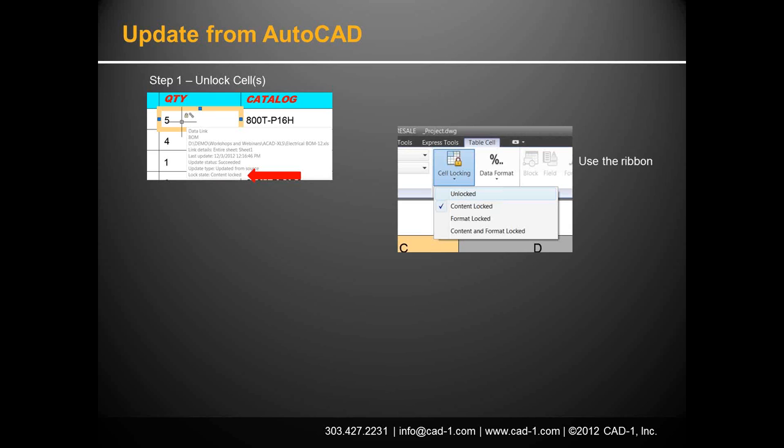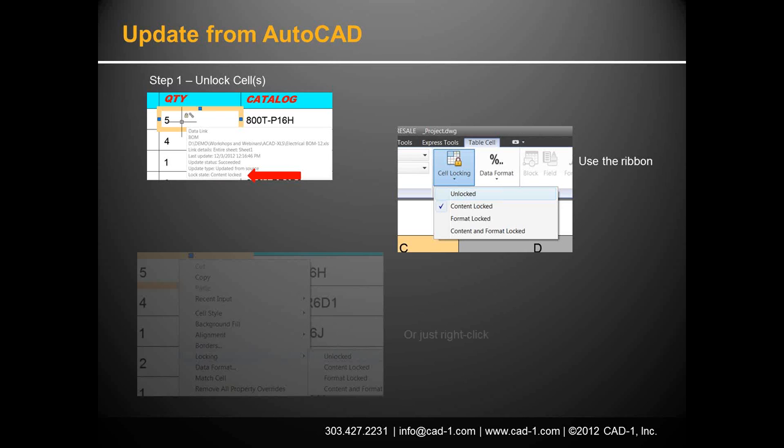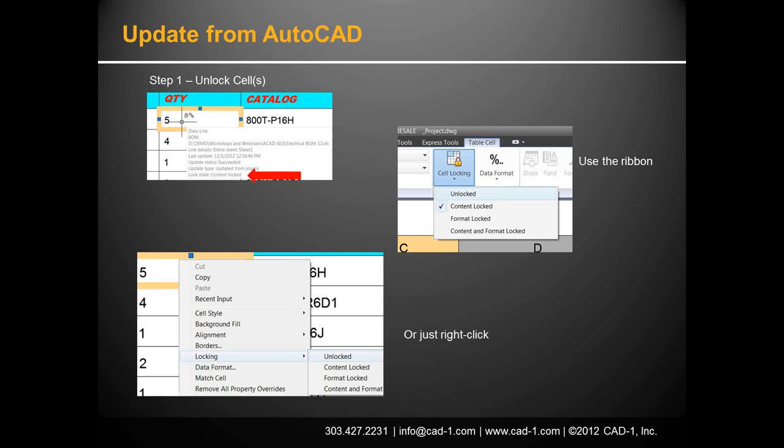Well, just like everything else in AutoCAD, there's 10 different ways of doing anything. So I could grab the cell, I could come up to my ribbon, and I could grab multiple cells to do this too, and I can use that cell locking and uncheck it or set it down to unlocked. That's one way. Or I can grab one or more cells and just right-click. And in my right-click menu, you'll see locking, and I can do it there. So that's step number 1.